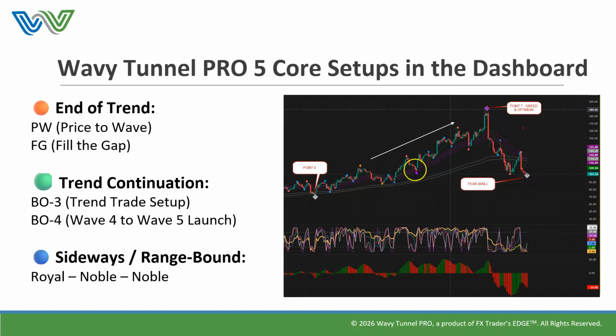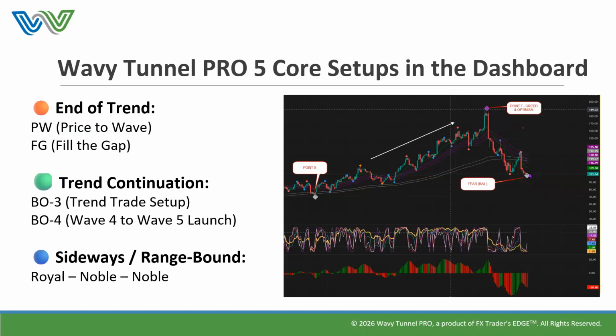When the wave is above the tunnel, we're in an uptrend. So this is where all of the breakout 3 trades take place. Whenever we come back into the wave, the dashboard scanner will scan for these setups. These red dots, these blue dots into the wave. That's what the scanner scans for. And then the breakout 4 trade is after a significant correction down to this point. This is your breakout 4 trade. It's really the end of the wave 4 to the wave 5 launch.